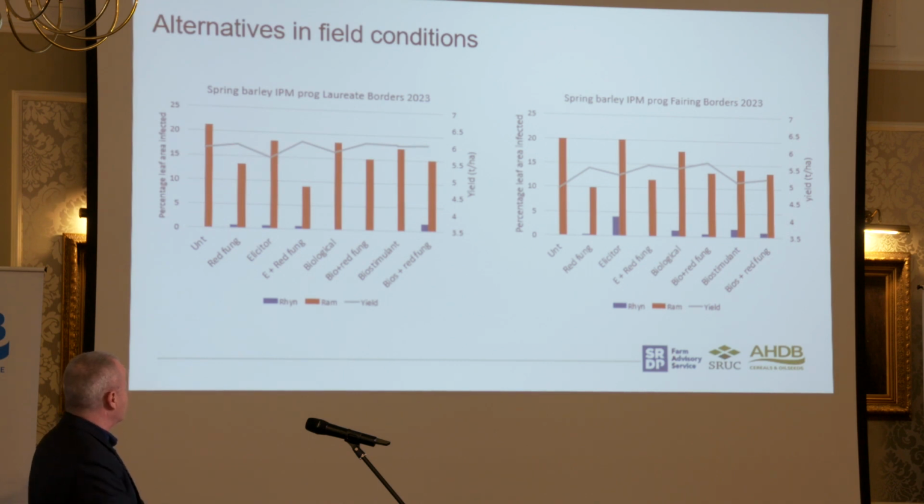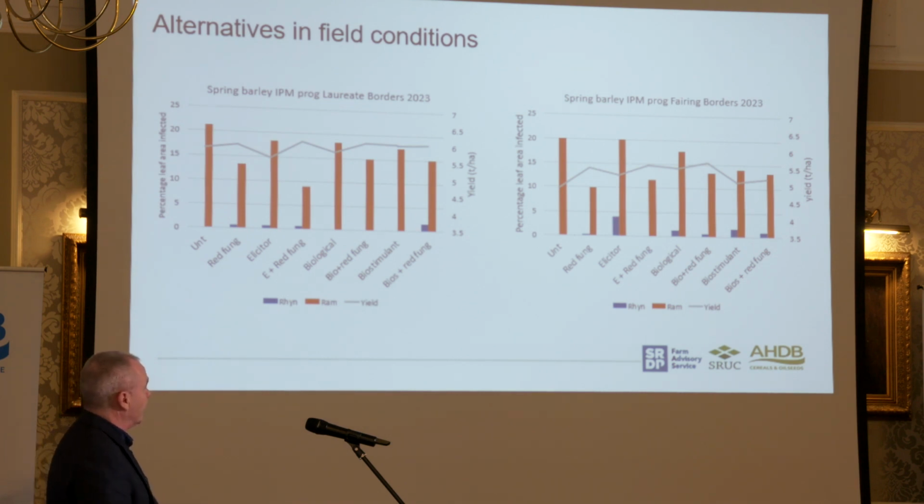Two sites, we looked at a Borders site. This is the one we're really interested in. We've been looking at elicitors for a number of years. The thing that does come through most years is this elicitor on its own, looking at Rhynchosporium and ramularia levels, with the grey line being the yield. You can see the elicitor at reduced rate giving a significant reduction in disease, and we see that better than any of the other products we looked at. But in 2023, we didn't see that significant increase in yield, unfortunately, though we have seen it in previous years. That's with Laureate, that's with Fairing.